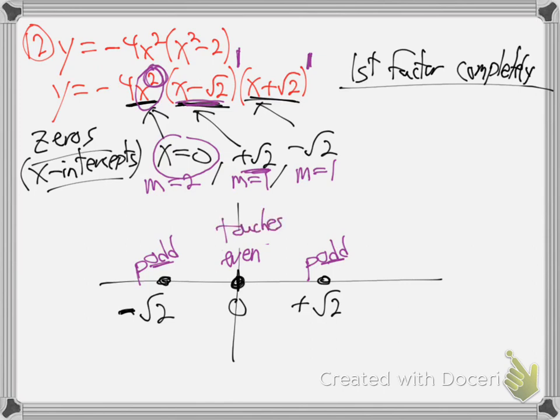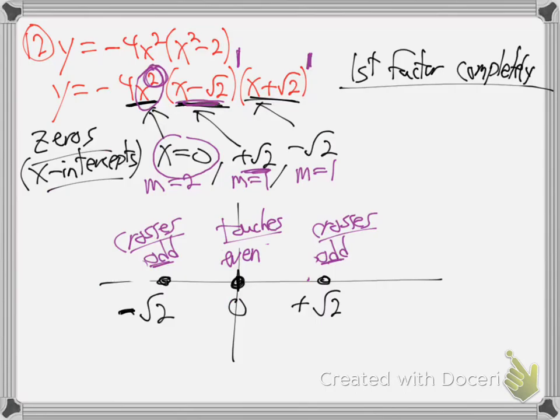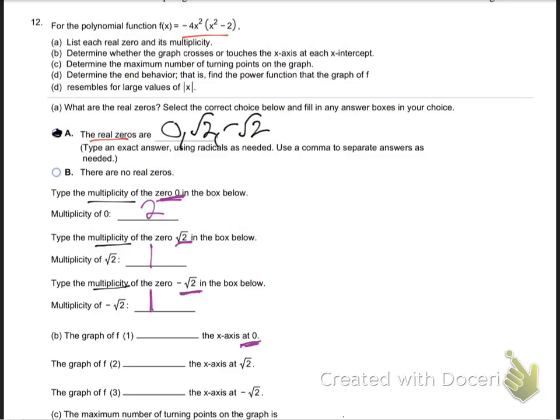And instead of pass through, they call it crosses. Crosses through the graph, touches the graph, and crosses through the graph. So we go back here and we say the graph of 1 at 0, what does it do at 0? It touches. At root 2, it crosses. And at negative root 2, it also crosses.